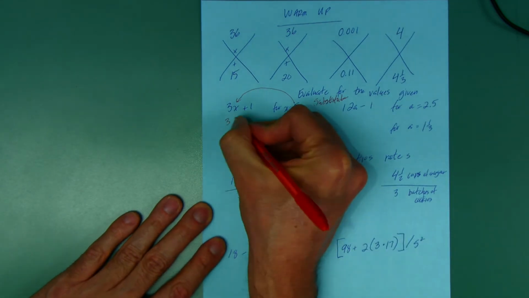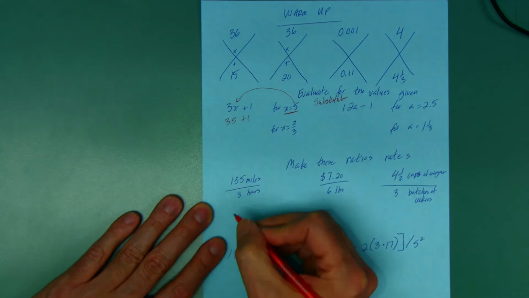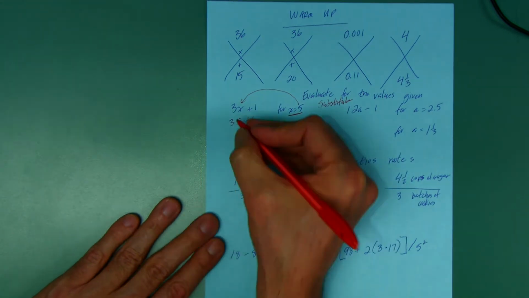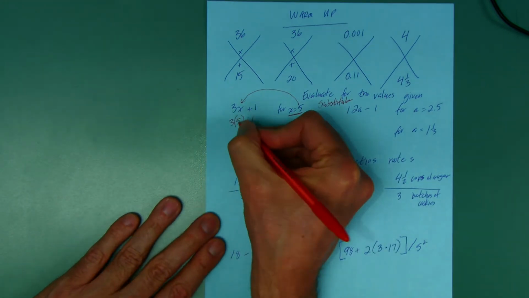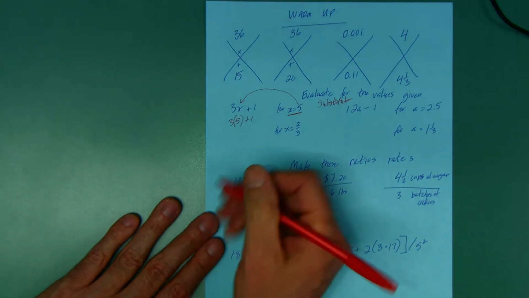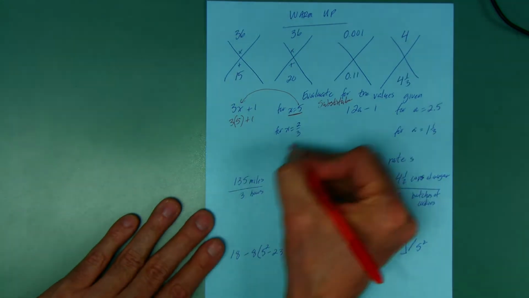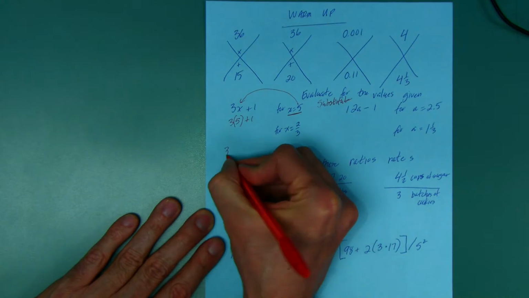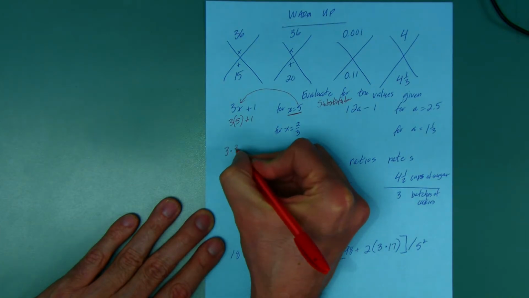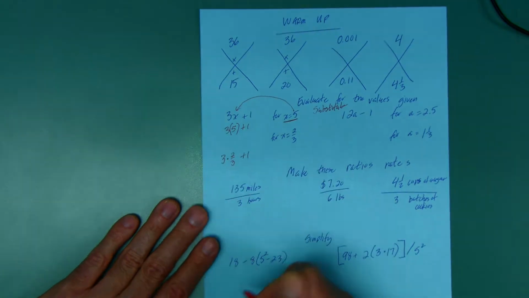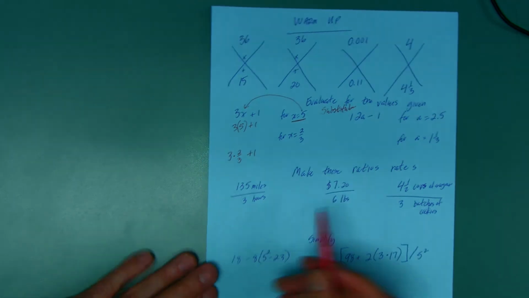Now, make sure you don't just write 35 plus 1, though. What does 3x mean? That means 3 times x. So either put that 5 in parentheses so you know to multiply it, or put a dot there. And then you're going to do it with the 2/3, right? When you're done with that, you're going to do 3 times 2/3 plus 1. All right, so that's what you're doing.